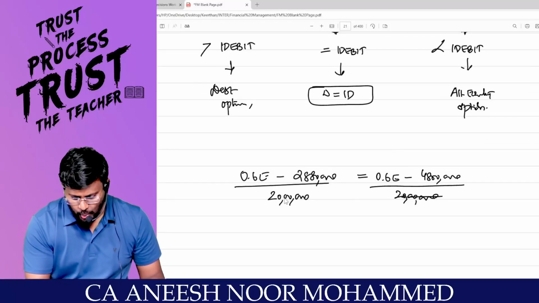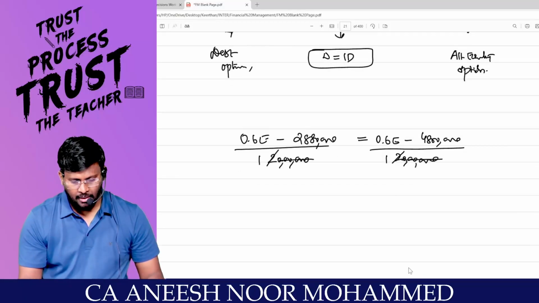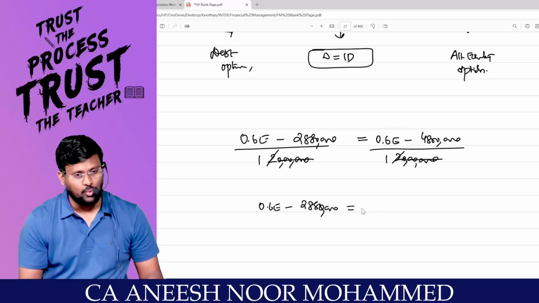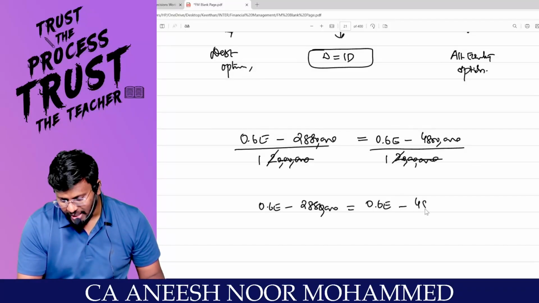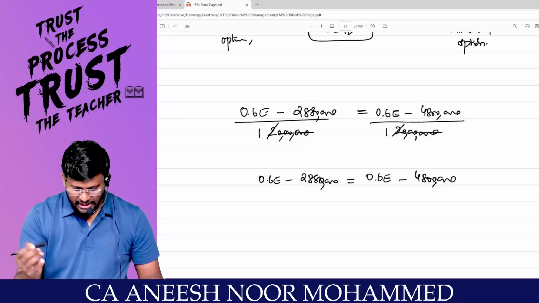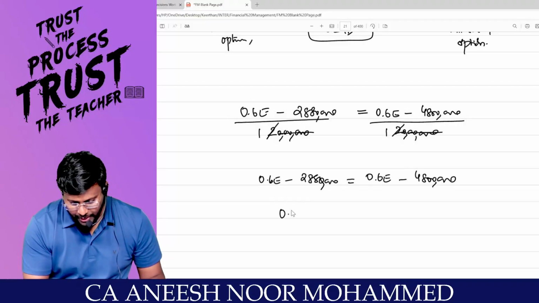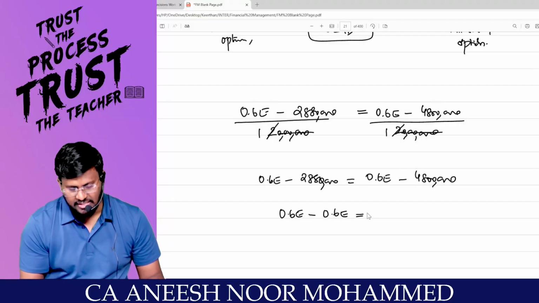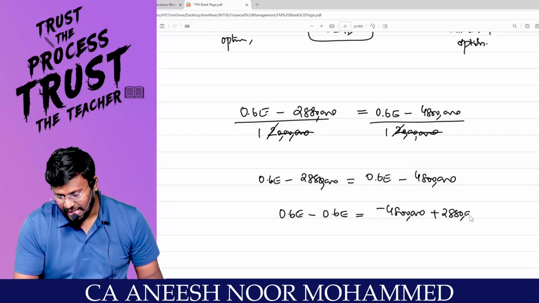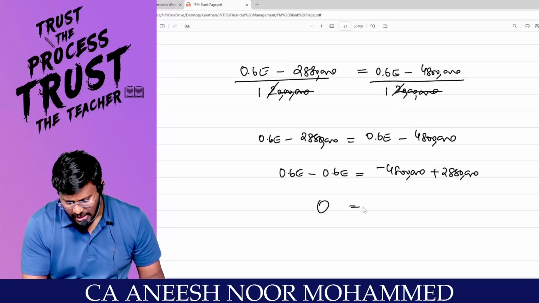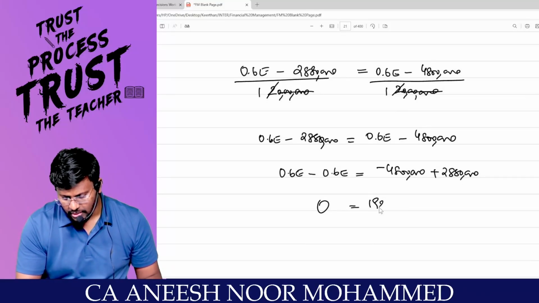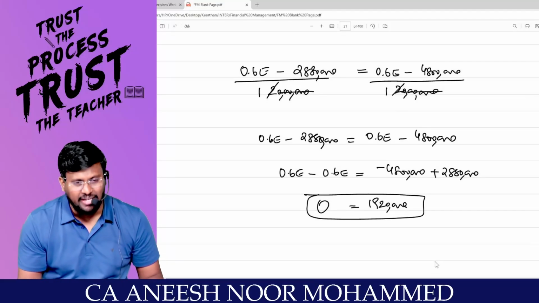Here, my dear lovable students, the 20 lakhs cancel, right, sir? That means 0.6E minus 28 lakh 80,000 should be equal to 0.6E minus 48 lakh. Are you really with me? If I solve this, I can bring 0.6E minus 0.6E is equal to minus 48 lakh plus 28 lakh 80,000. Mathematically right. So this will be equal to 0 and this you will be getting some figure, 19 lakh 20,000. So 0 is equal to 19 lakh 20,000.